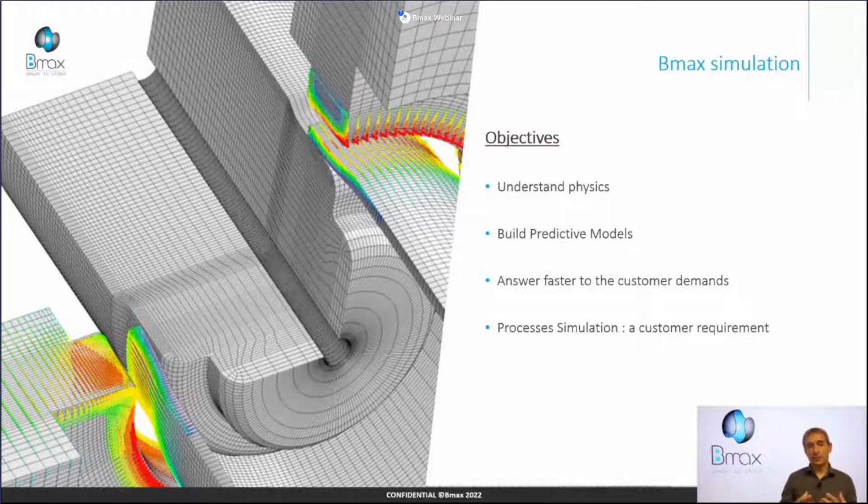And the last objective is a customer requirement for large customers. When we speak about complex or innovative processes, we have to give proof of our ability to do the job and to validate feasibility, for example, by simulation.